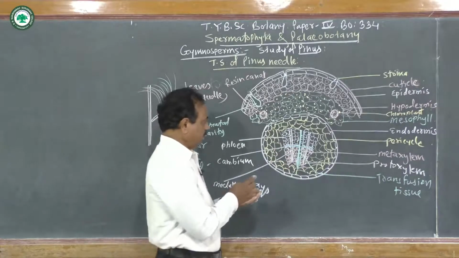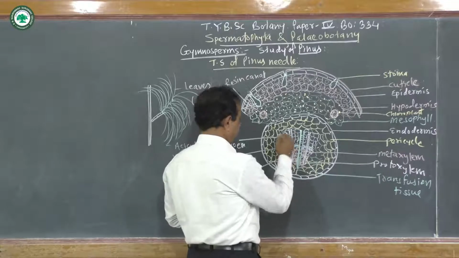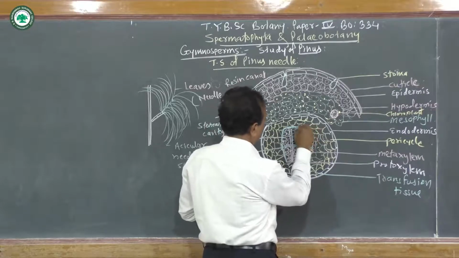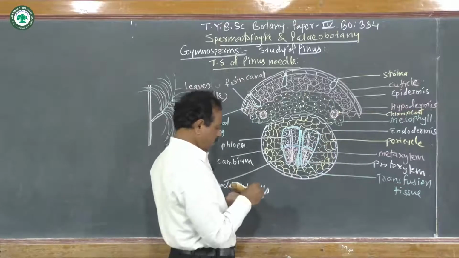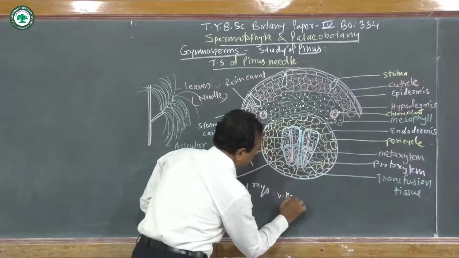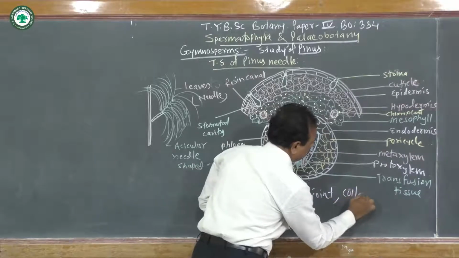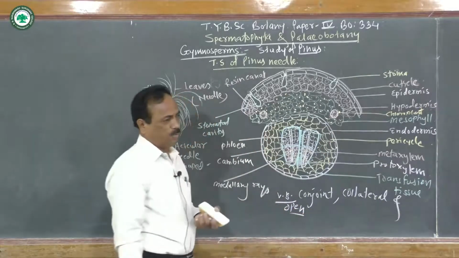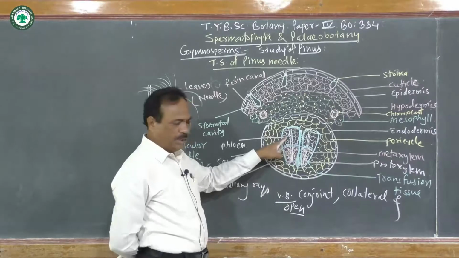So here, this is the pericycle, and here there is the presence of the vascular bundles. Two vascular bundles are located at the central portion. One more thing is that these vascular bundles are conjoint, collateral and open type. As the vascular bundle consists of xylem and phloem, it is conjoint.